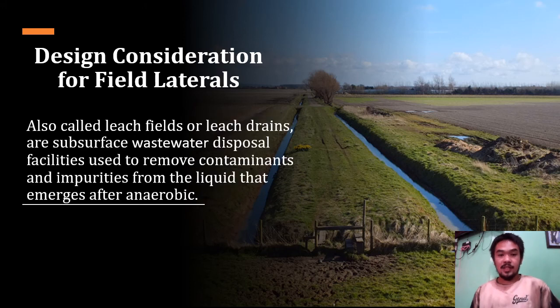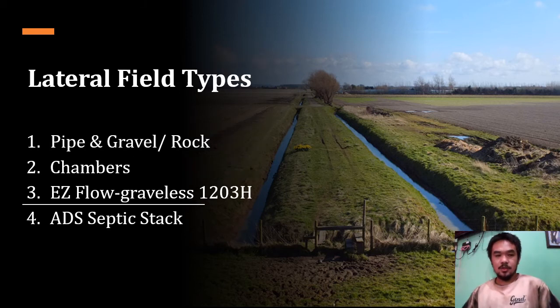And also field laterals. They are also called leach fields or leach drains. These are subsurface wastewater disposal facilities used to remove contaminants and impurities from the liquid that emerges after anaerobic treatment. There are four types of field lateral. The most common is the pipe and gravel rock. Number two, chambers, Easy Flow gravelless 1203H, and ADS septic tank.